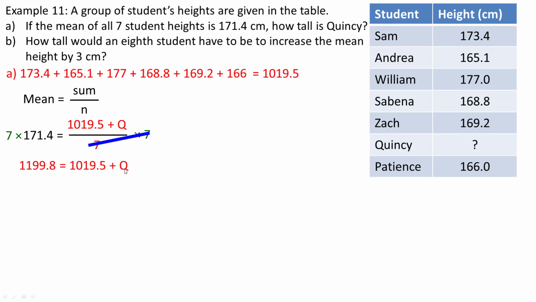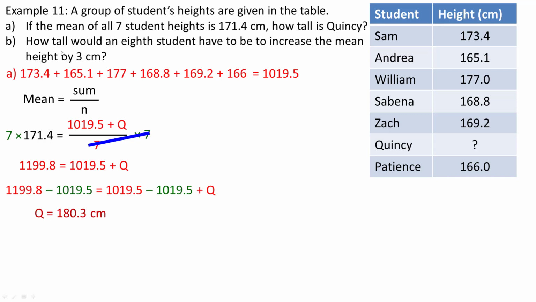Now, I'm trying to isolate for Q. So this 1019.5 is added to the Q, so the opposite of adding 1019.5 would be to subtract 1019.5. So this subtracts to 0, leaving me that Q is 1199.8 minus the 1019.5. So Quincy's height should be 180.3. So that's how tall Quincy is.